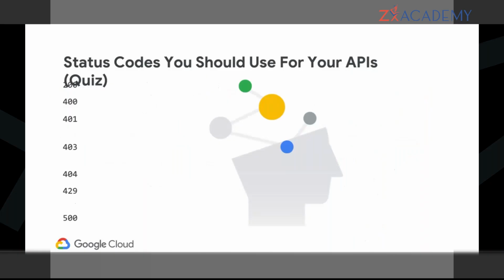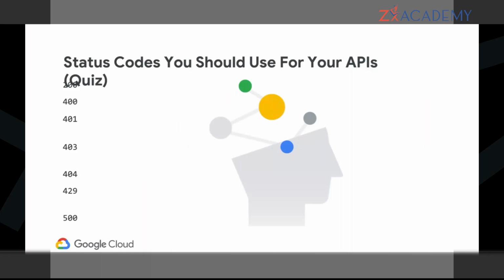Just a quick quiz: are you familiar with the status codes? For example, 200. What exactly does it mean? 200 is OK, successful. 400 is like the input is wrong. So what do we call it? 400 is Bad Request.